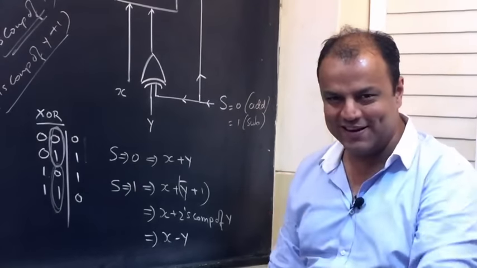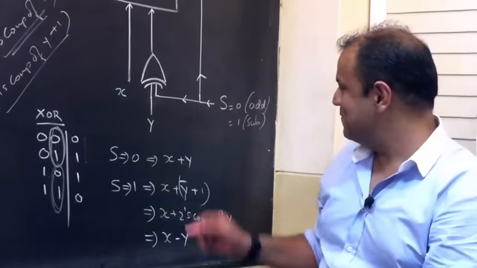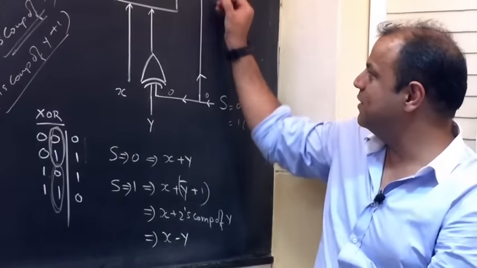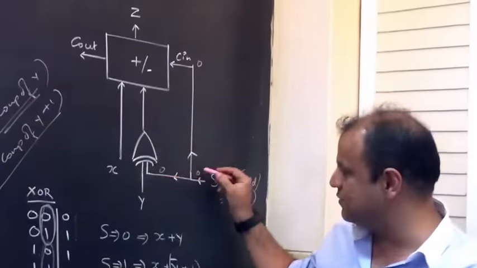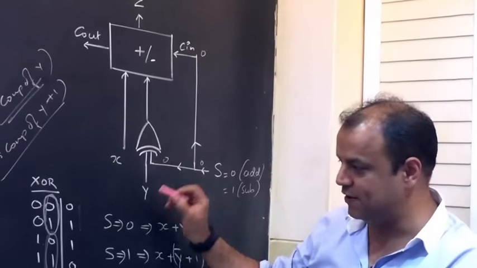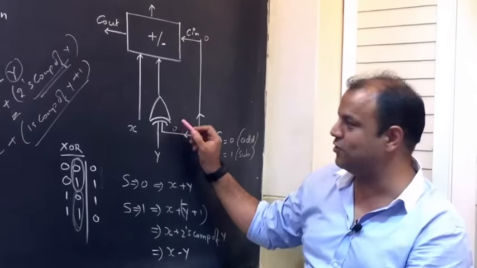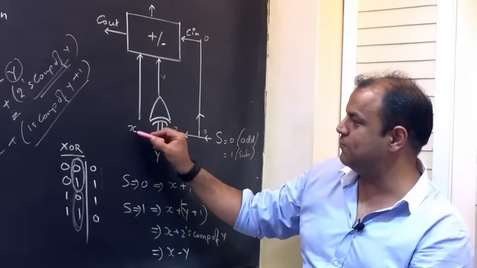Smart people already understood. Good. S can be 0 or 1. When S is 0, over here you're getting a 0. By default anyways the input is 0. Y is getting XORed with 0. Anything XORed with 0 remains the same. So this is still Y, this is X.